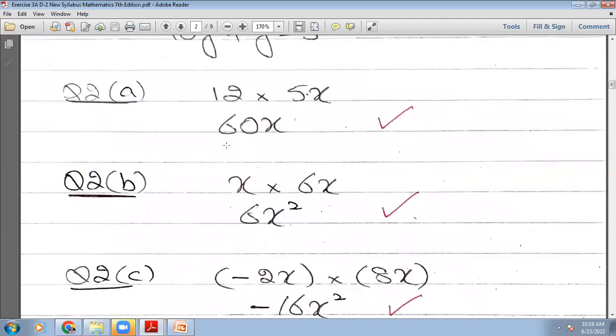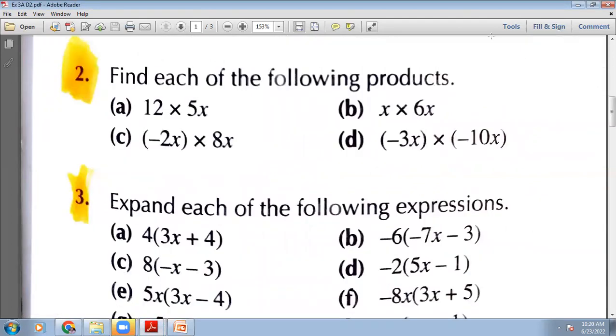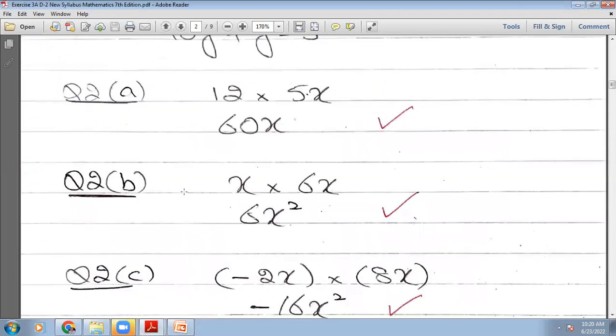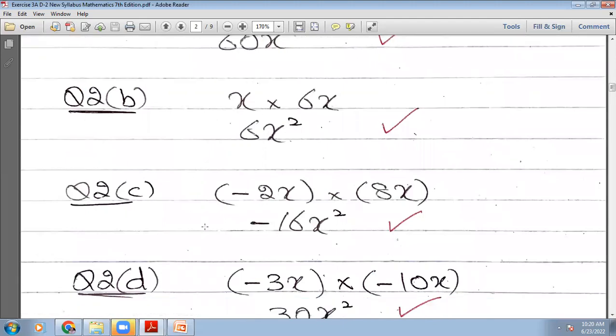Okay, so 12 multiply 5x. The coefficients will multiply with each other and the variable will remain as it is because there is only one variable. So it will become 60x. So here you see x will multiply with the 6x, its coefficient is 1, 1 multiplied by 6 will be 6. X raised to power 1 multiplied with x raised to power 1, their powers will be added. So we will have 6x squared.